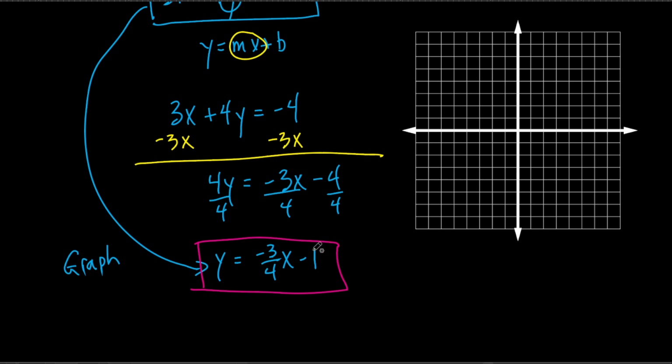There's no math involved at this point. Okay, we already did all the math. That's your y-intercept. So what do we do with the y-intercept? You go on the y-axis and you put a point at negative 1. So you just put a point right there.